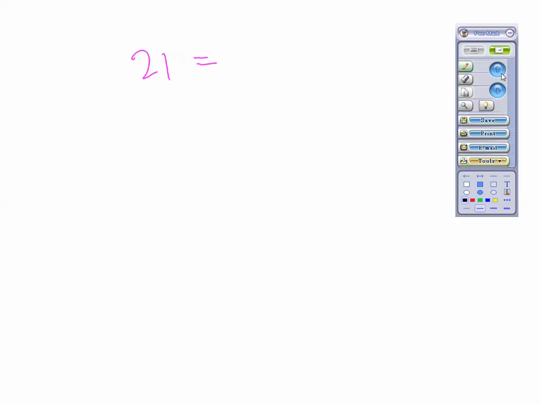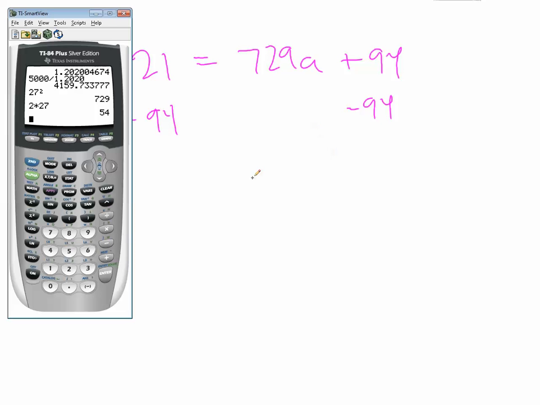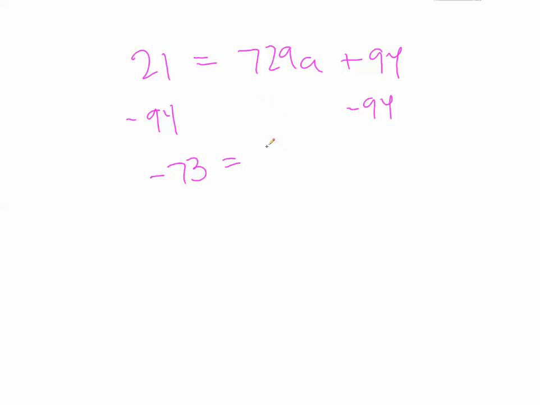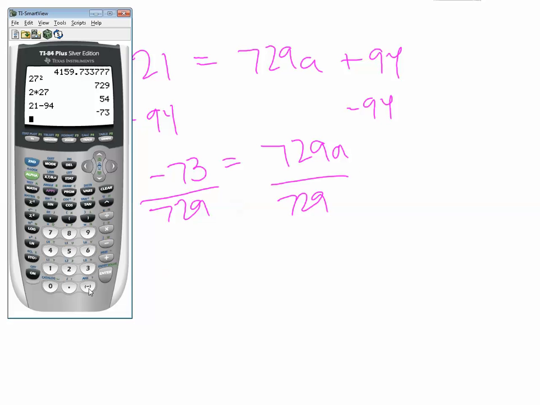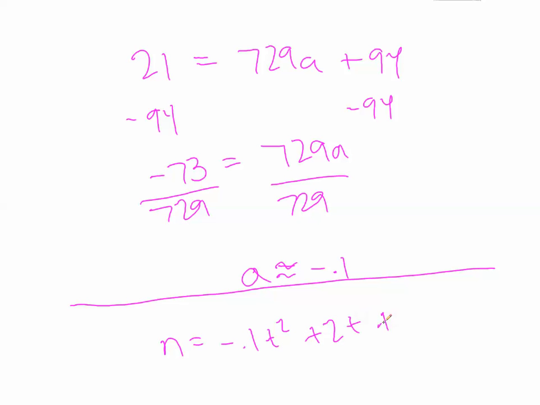So now I just need to figure out what value of a multiplied by 729, plus 94 gives me 21. Well, I can subtract 94, and yes, I can do this by solving graphically, and that would be equally right, but it's probably a little bit faster to not have to worry about adjusting our window. So 729a equals negative 73, divide by 729, and I get a pretty small, ugly decimal. So a is approximately negative 0.1. So that lets me complete my equation. N equals negative 0.1 t squared plus 2t plus 40.